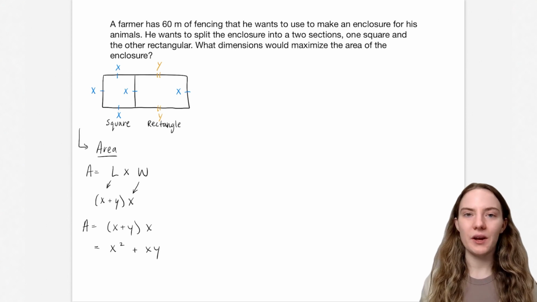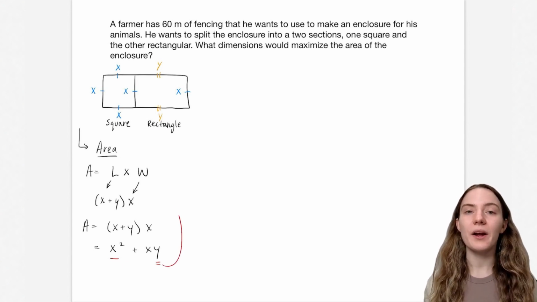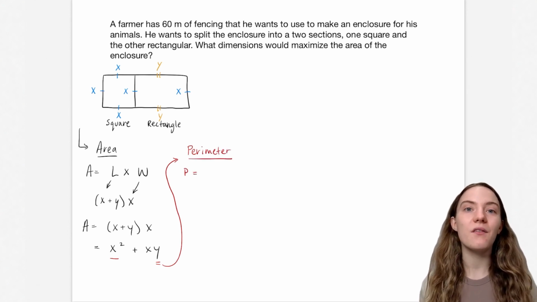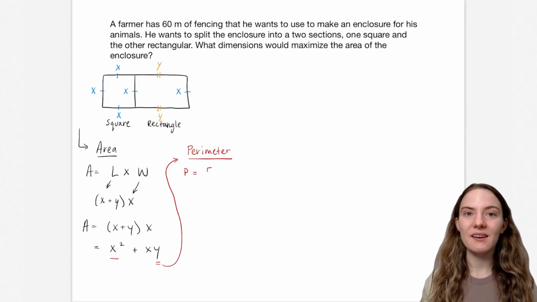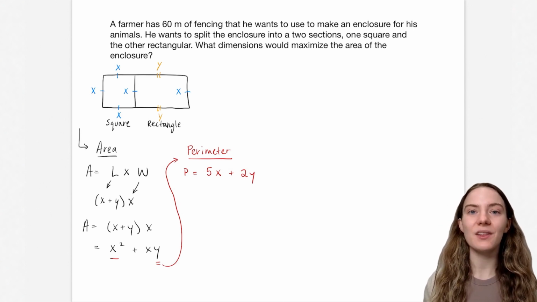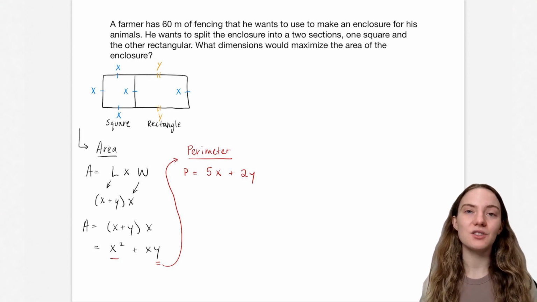Now the problem with this equation is we have two unknown variables, x and y. We want to make it so our equation is only in terms of x. So we need to find a way to write y in terms of x. In order to do this, we will need to find the perimeter of the enclosure. Perimeter is just the sum of all of the sides. So we can say we have 5 sides of length x, and we have 2 sides of length y. So our perimeter is equal to 5x + 2y.